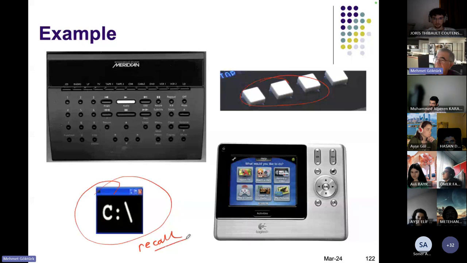This is where there are buttons. Functions are on the button. So you search for the function and you press the button.